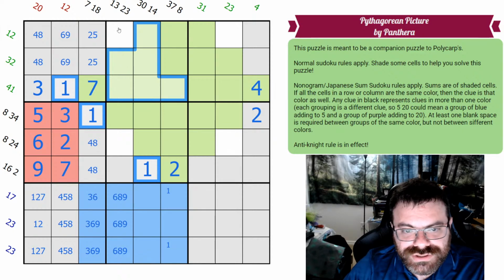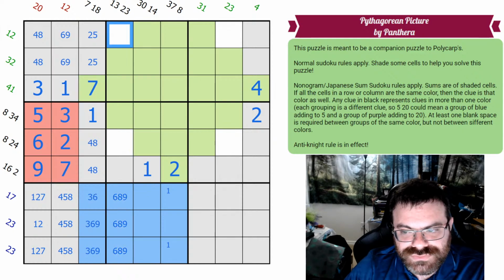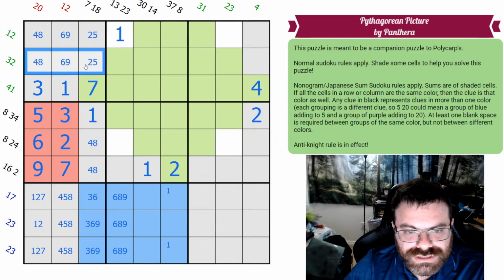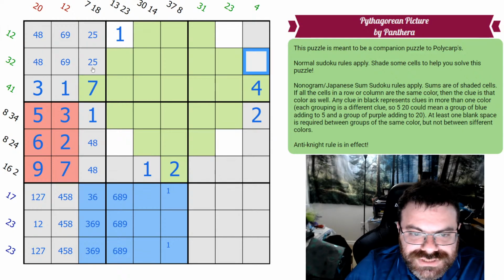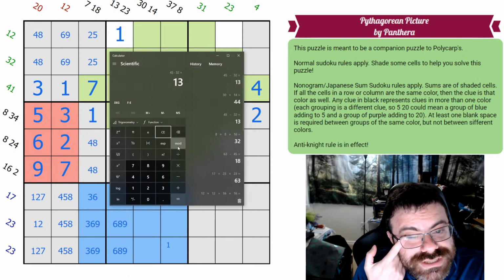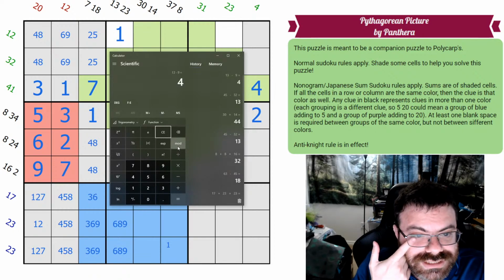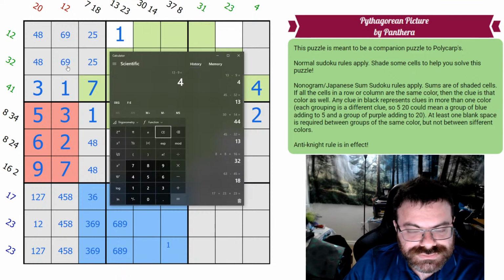Where does 1 go in this column? Can't go in any of these. This one sees here, this one sees here. So 1 goes here. I wonder if I could figure out the outies at this point for the 32. We need 13. If I used the 9, that's not possible. So this is a 6.